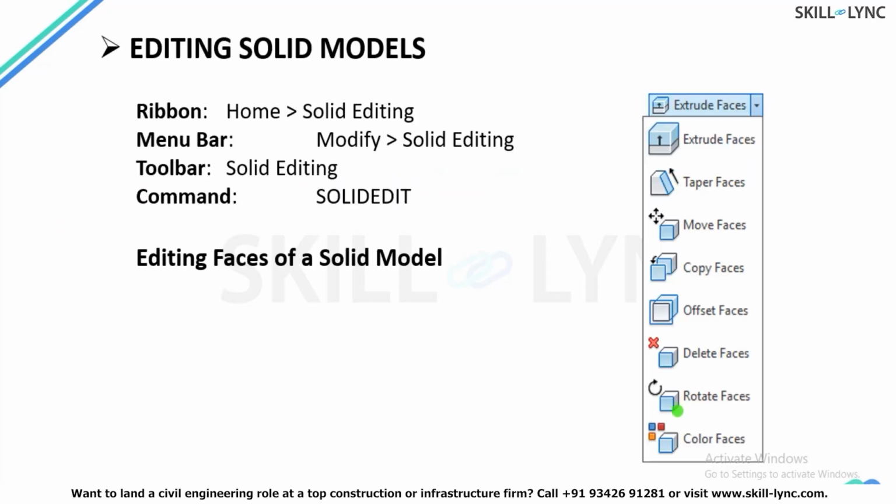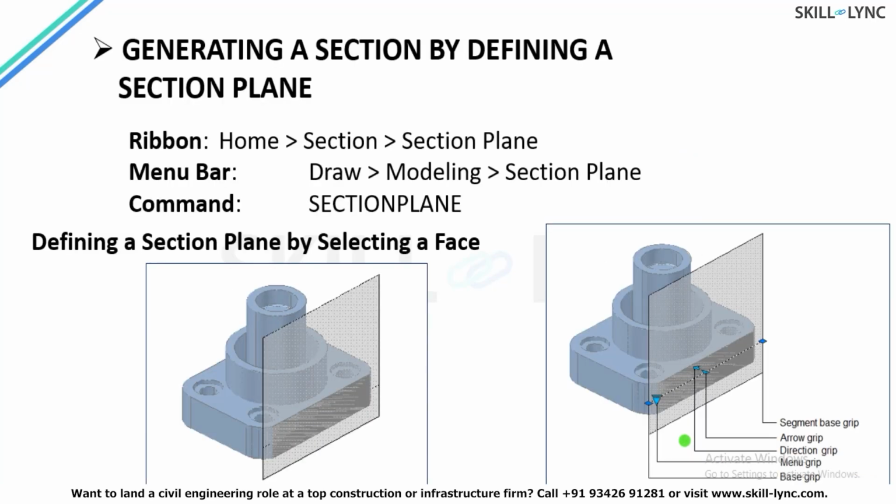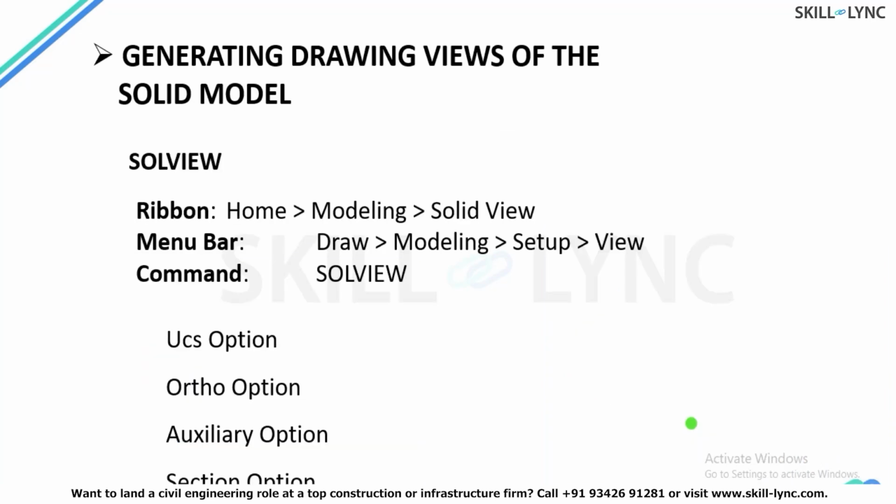So we will be talking about how to edit the existing model, like extrude face, taper face, move face, and other things. And then apart from that, there are other tools for solid editing, like body editing and edge editing. We will also be discussing over here. And regarding generating a section by defining a section plane, how we can create a section plane and define a dynamic section or a live section in a 3D model.